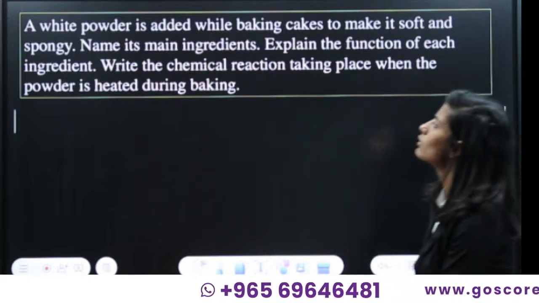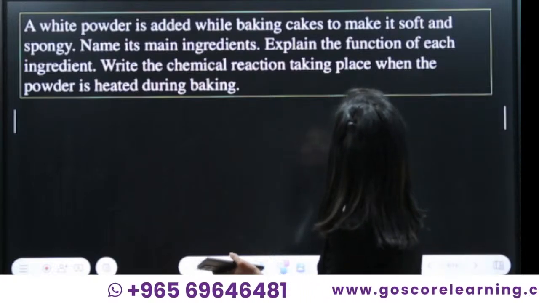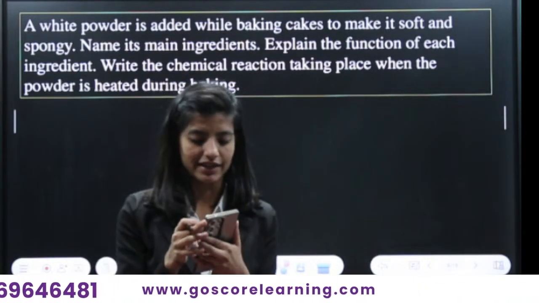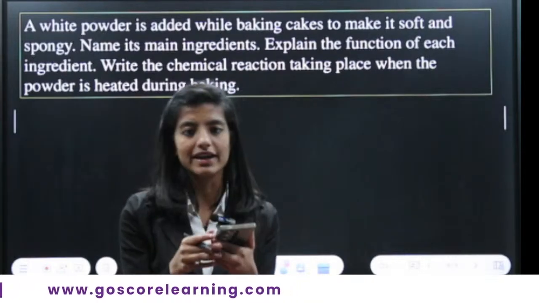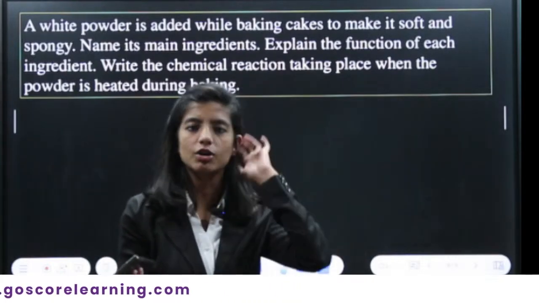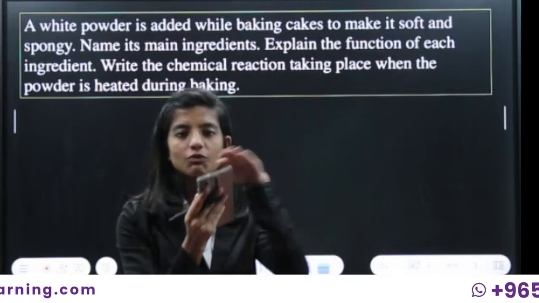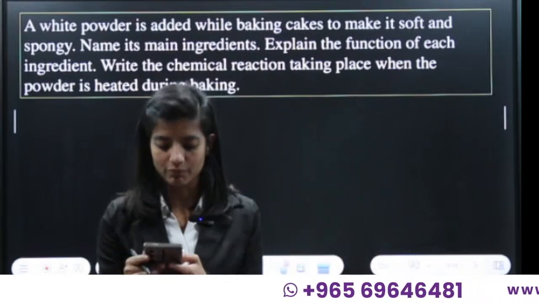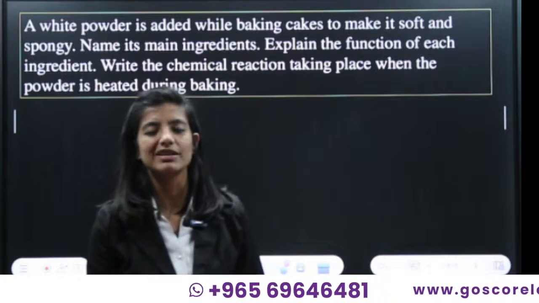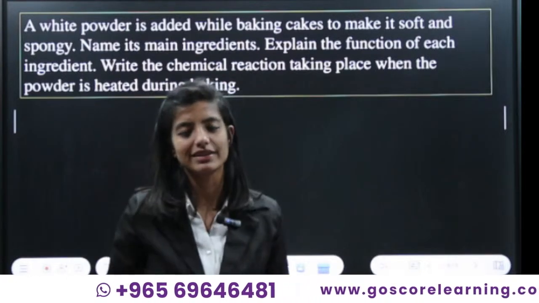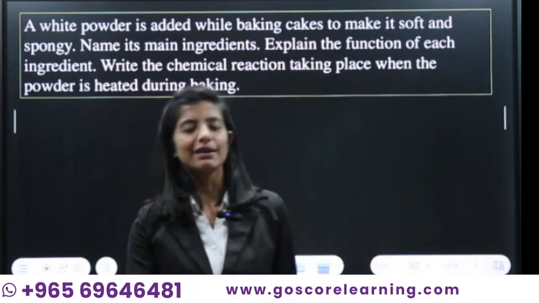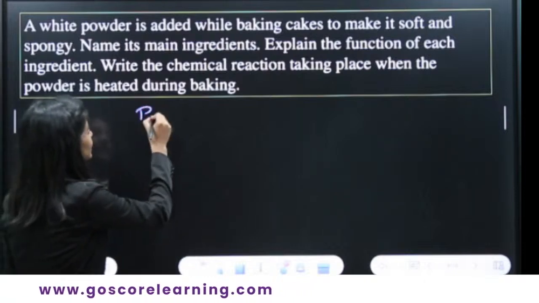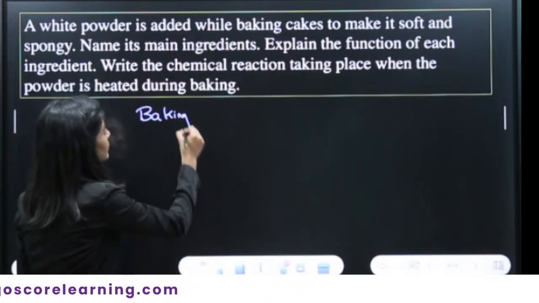A white powder is added while baking cakes to make it soft and spongy. You might have already tried cooking something, like a cake, in the corona period, when baking cakes was really viral, so you might know how to bake a cake. In baking a cake, you must be adding one white powdery thing, right? What is that thing? Definitely, that's your baking powder, correct? So the answer is nothing but baking powder.